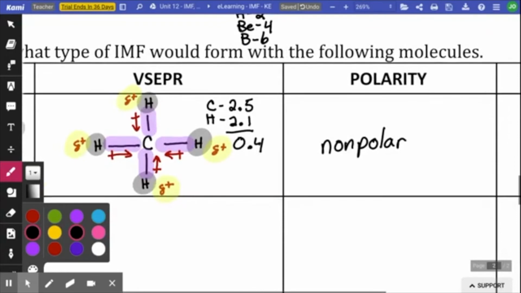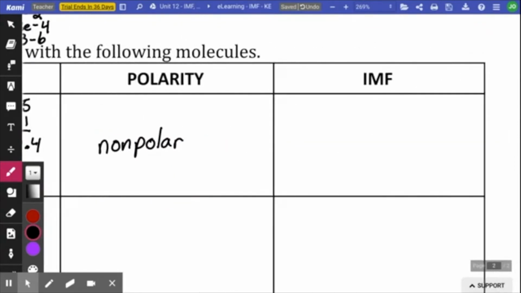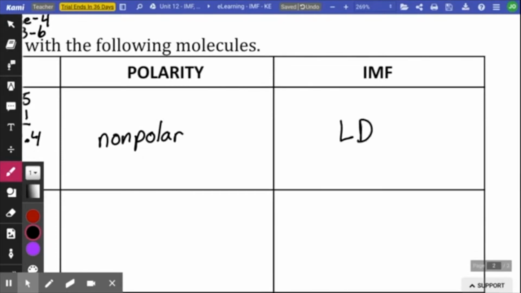If the polarity is non-polar, if we think back to our rules with IMFs, the easiest way is if you see non-polar, you immediately know that the intermolecular force, the IMF, has to be LDF, or London dispersion forces.